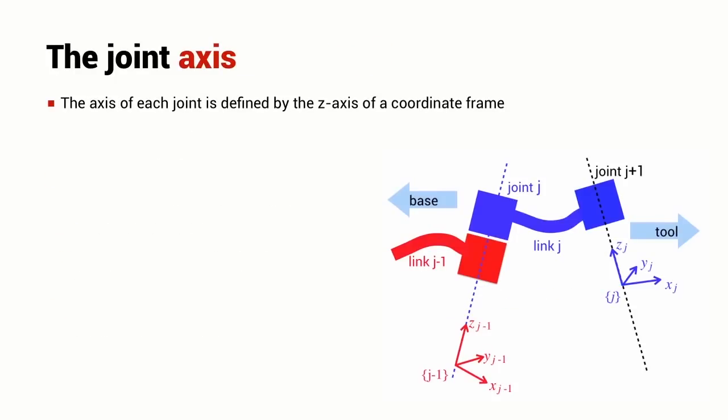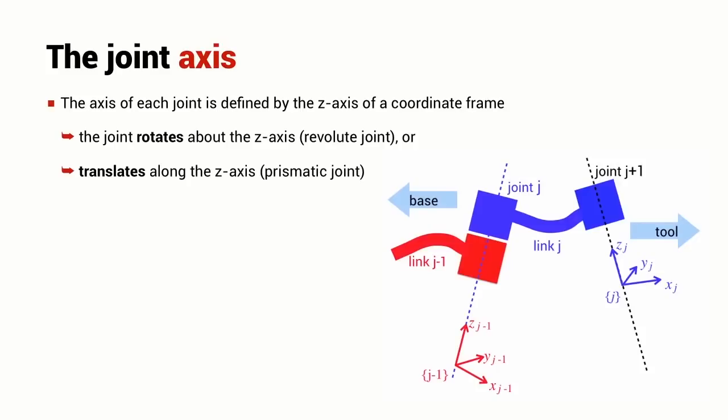The axis of a rotational joint has to be aligned with the z-axis of that joint's coordinate frame. The Denavit-Hartenberg notation requires that the axis of joint J is parallel to the z-axis of a coordinate frame, but it's not the coordinate frame attached to link J. The axis of joint J is aligned with the z-axis of the previous coordinate frame. That's coordinate frame J-1. And again, this is a confusing aspect for people who are starting out learning about this notation.